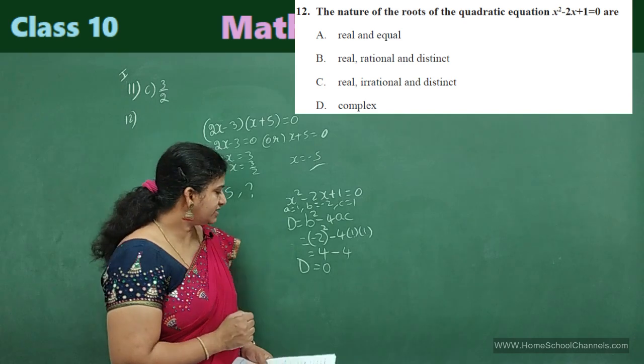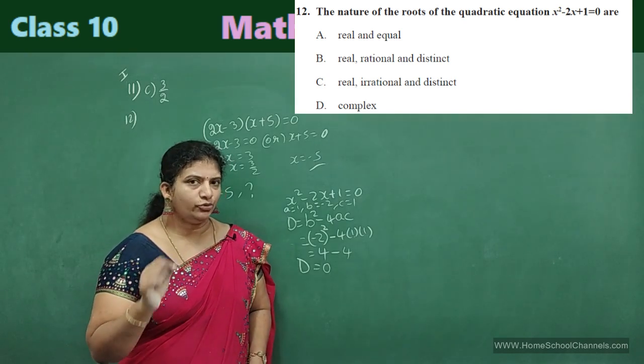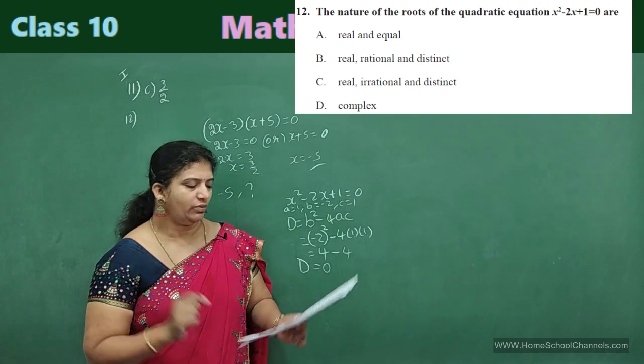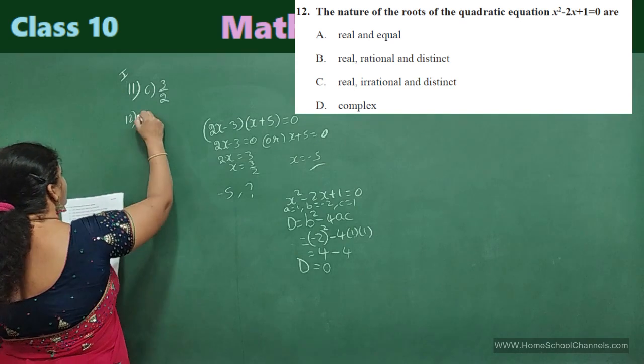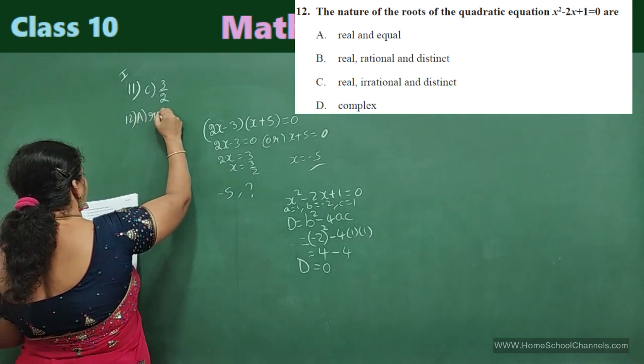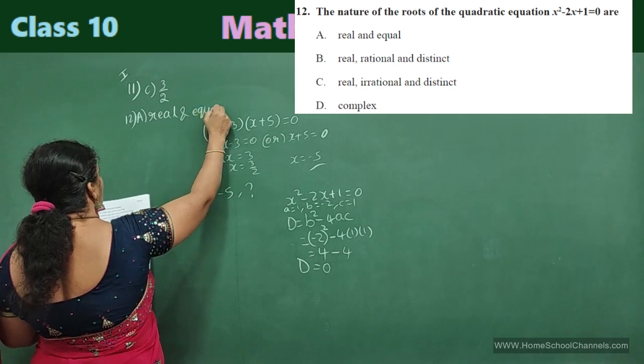If discriminant is equal to 0, then what is the nature, you remember? Roots are real and equal. Check the option. Option A, real and equal.